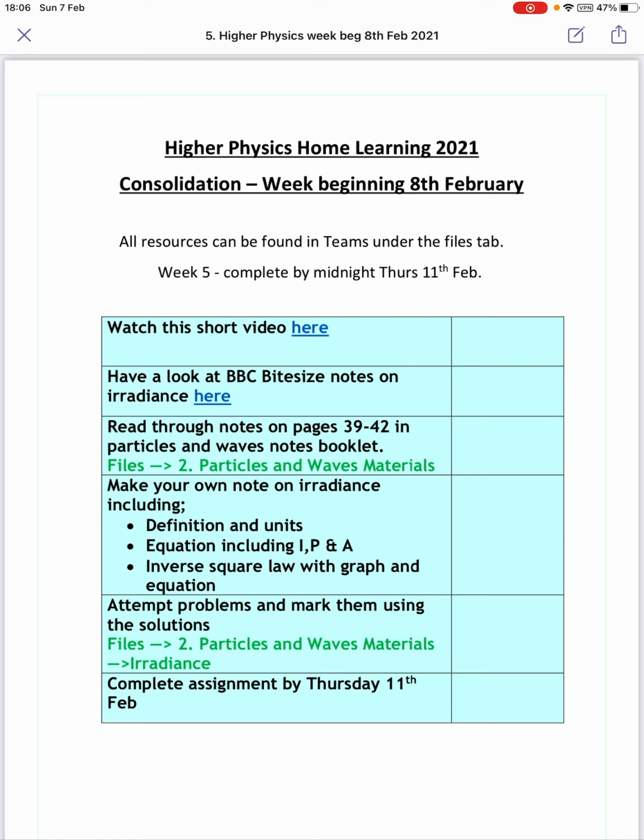Remember, try and keep your notes really brief and clear in terms of what you need to know. To help you out with that, I would be looking for a good note to include the definition and units of irradiance and both equations associated with it, which I'll talk about in a minute. You may also want to refer to an experiment because that tends to come up when we talk about irradiance, but again, hopefully that'll make sense shortly. And then as usual, you have some problems to do and the solutions are uploaded for you.